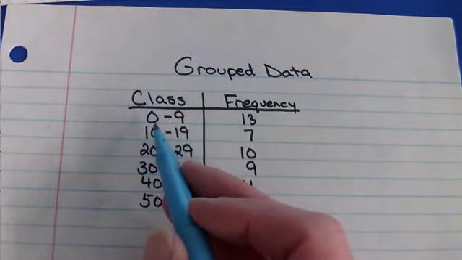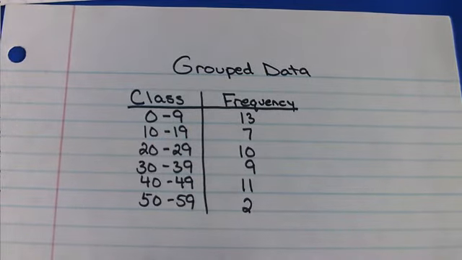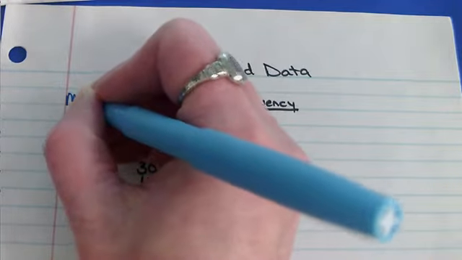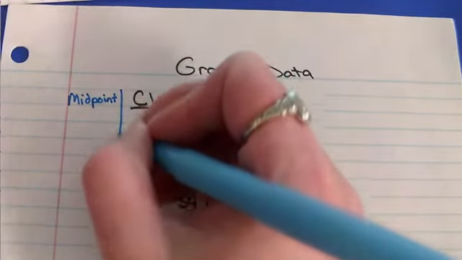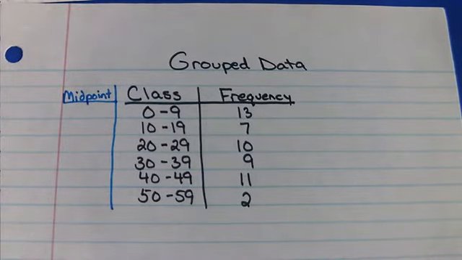I don't really want to use 0 to represent this class because that's too low. 9 is too high. What I really want to use as the value to represent this class would be the midpoint. So I'm going to make an extra column for the midpoint of each class.